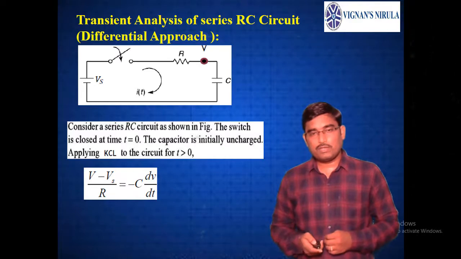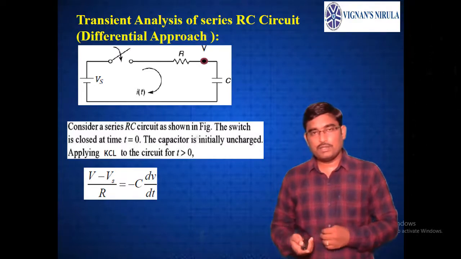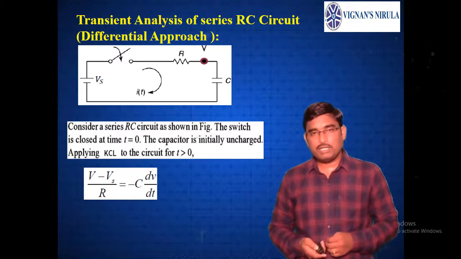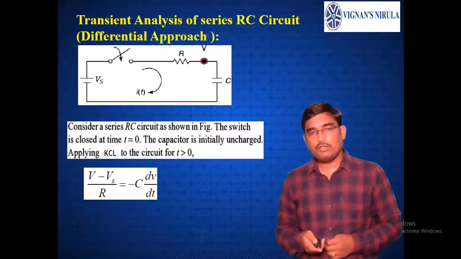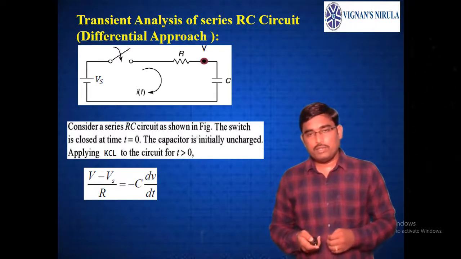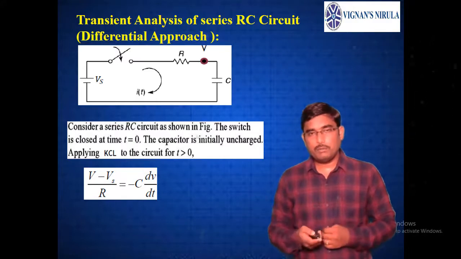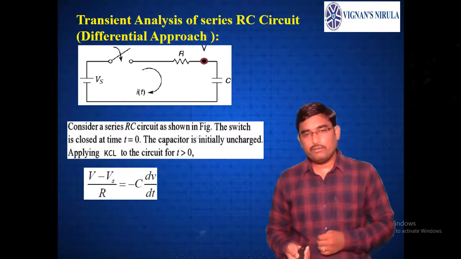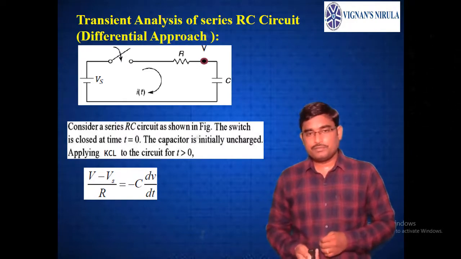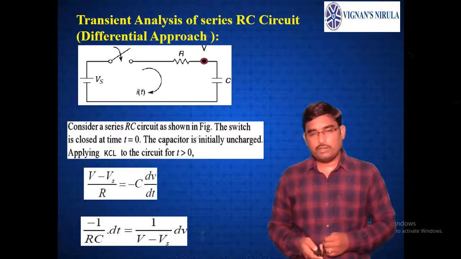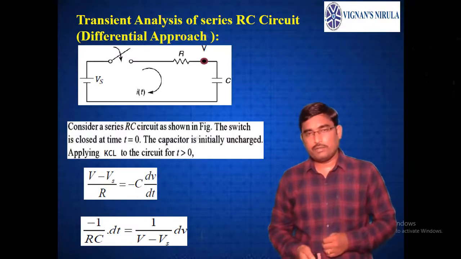After closing the switch, for t greater than 0, by applying KVL to the circuit we can write (V minus Vs)/R equals minus C dV/dt. Of course, we can write (Vs minus V)/R equals C dV/dt. Here I take (V minus Vs)/R equals minus C dV/dt, where V is the voltage across the capacitor. Now from this I can write minus 1/RC dt equals 1/(V minus Vs) dV.